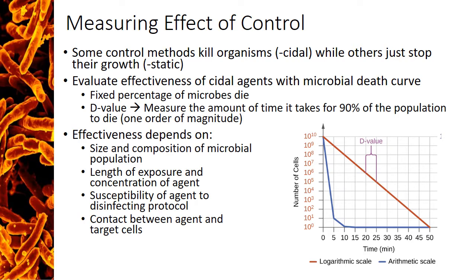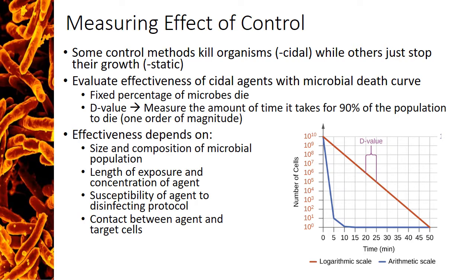If we want to measure the effectiveness of various cidal agents, we need to look at microbial death curves. It's important to think about how not all microbes are going to die immediately when you put a chemical or you go to try to control them. So for example, if you take the Clorox wipe and you wipe it along the desk, you haven't automatically killed every microbe that was on there. In fact, microbes die similarly to how they grow, with an exponential death. A fixed percentage of them are going to die over every time frame. And that time frame is called the D-value.